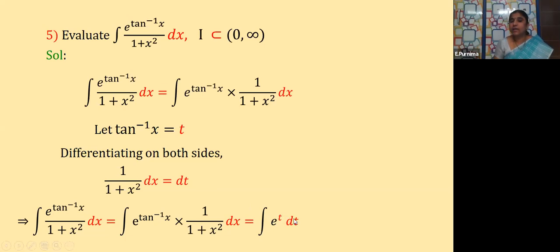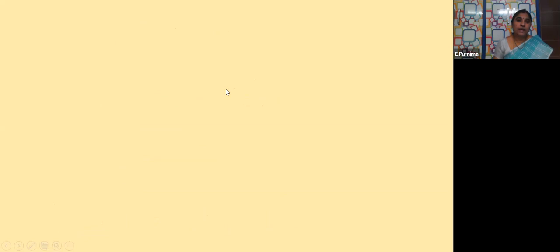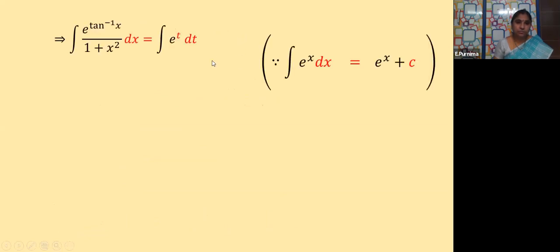Yes, it is a direct formula. Integral of e to the power of x is how much? e to the power of x. So like this, we can directly get the answer. This is our given function, and this is what it is reduced to, that is e to the power of t. Integral of e power x dx is equal to e power x plus c, we know. So here it is e to the power of t plus c.